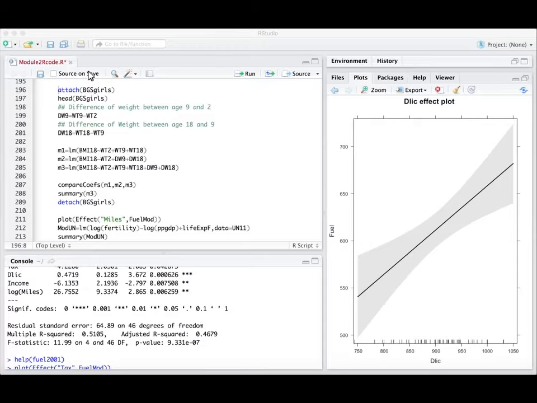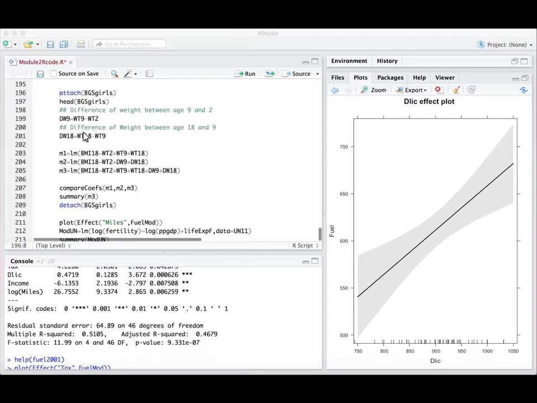So here's what we're going to do. We're going to have weight 2, weight 9, and weight 18 be our variables, and we're going to try and predict somebody's body mass index, BMI, at age 18. We're going to calculate your growth from age 9. So how much weight increase did you see from age 2 to age 9? That's going to be DW9. And then we're going to look at DW18, your weight increase from 9 to 18.